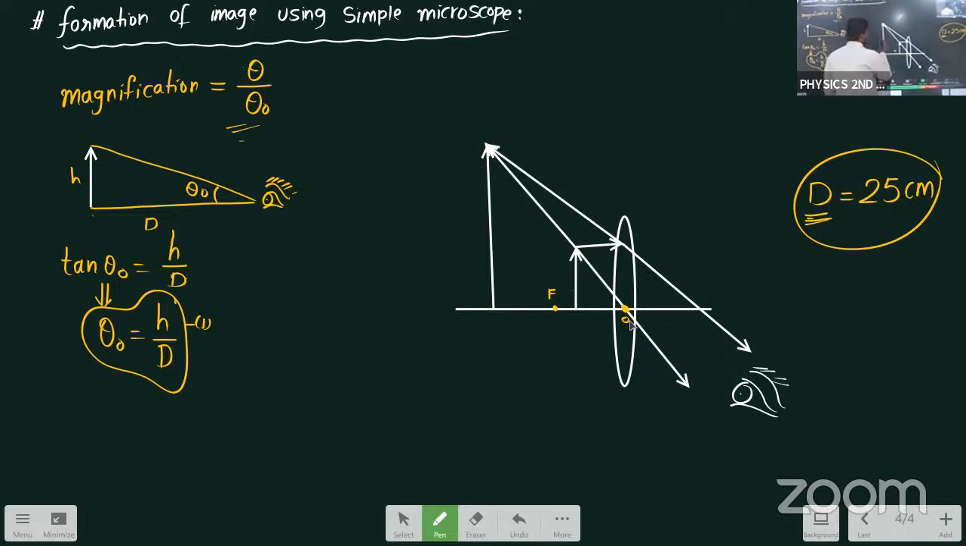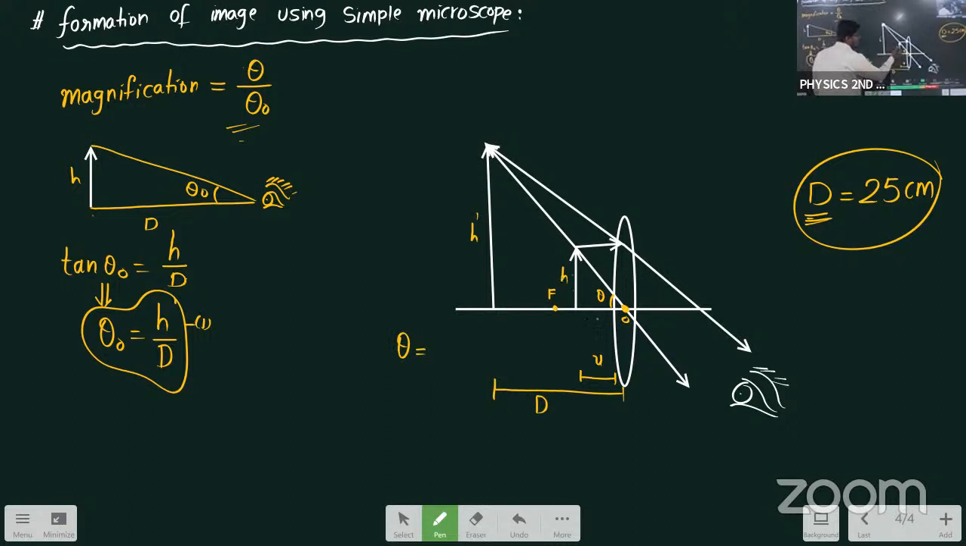So this is image H prime. This is object H. This distance is called the object distance. Now let us assume this distance is called the image distance. I am assuming that I am able to see the image at distance D. And this angle is theta. I can consider this angle to be what? Theta.